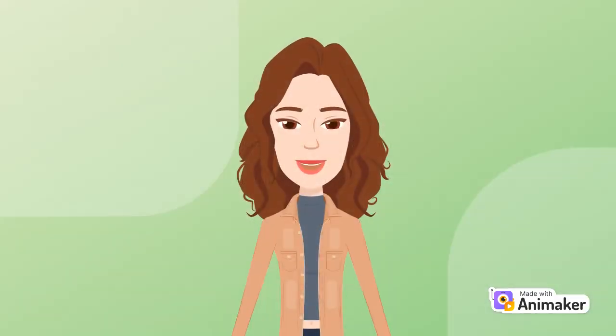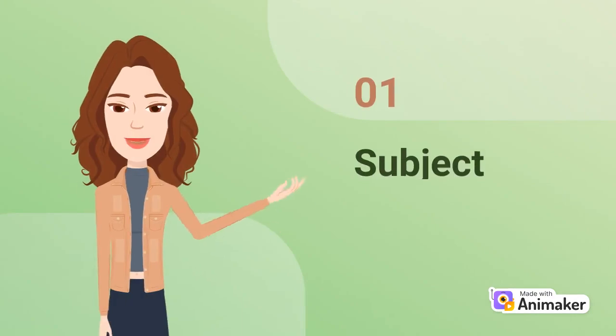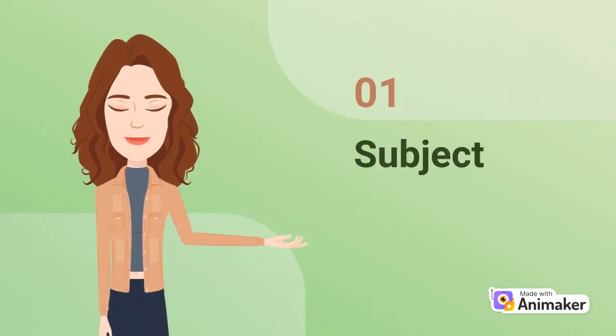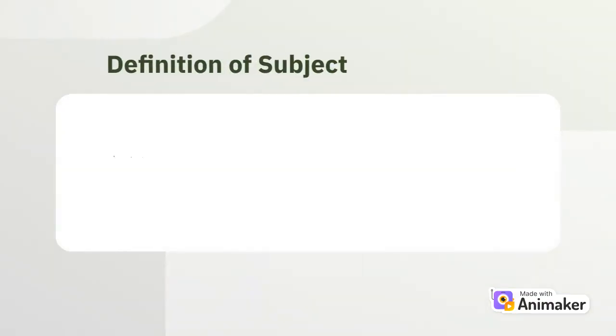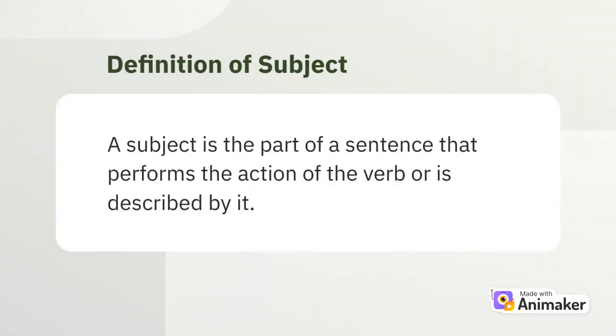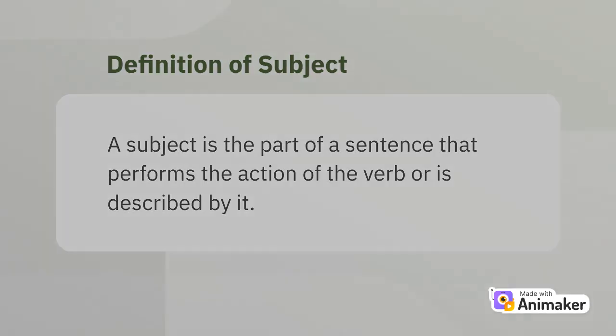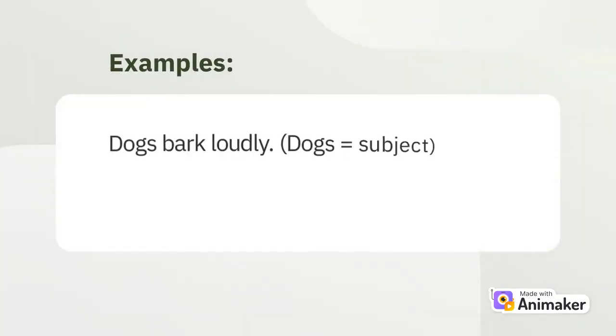Here are the key definitions and examples. Definition of subject. A subject is the part of a sentence that performs the action of the verb or is described by it. Examples: Dogs bark loudly. Dogs equals subject.